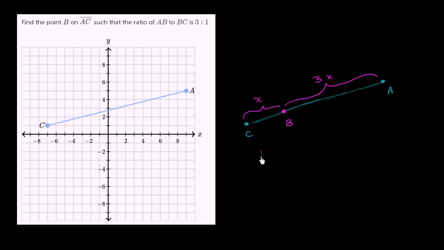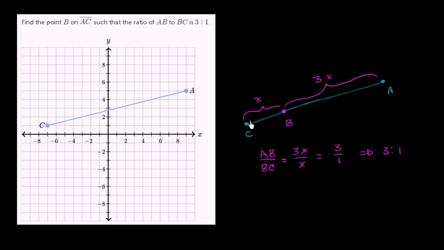Let me write this down. It would be AB to BC is going to be equal to 3x to x, which is the same thing as 3 to 1, if we wanted to write it a slightly different way. So how can we think about it?